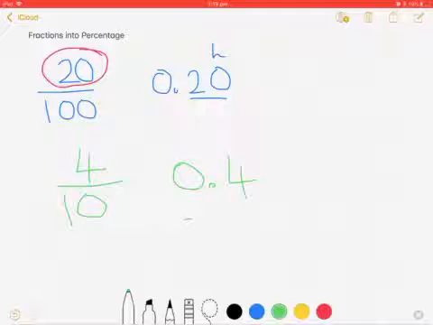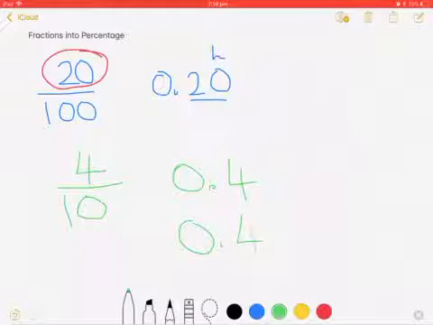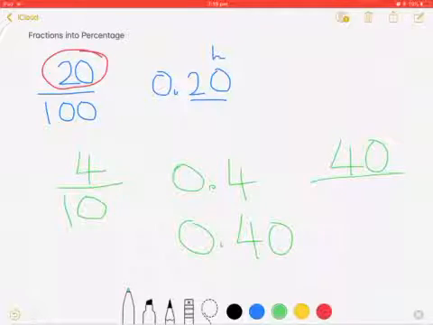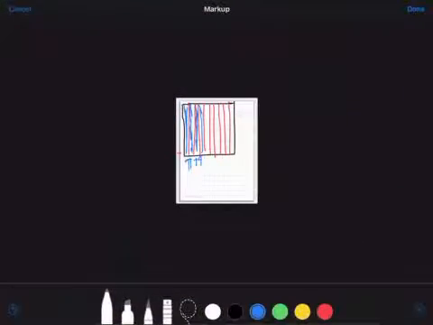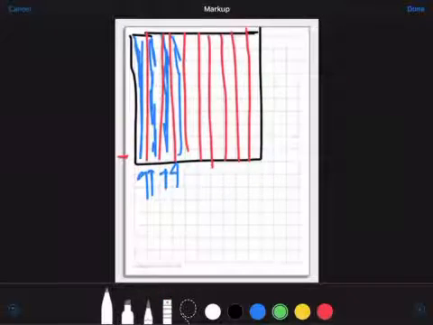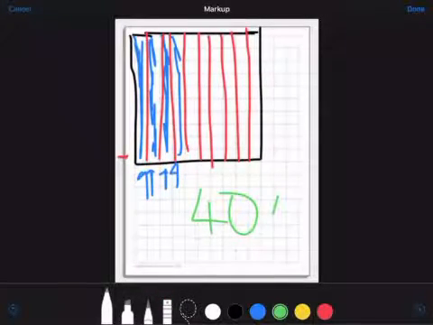So I could write it like this. I could also write it like this: 40 hundredths. What have we got now? We've got 40 out of 100. Remember what I said before, when we've got something out of 100, it literally just means percent. So I've got 40%.